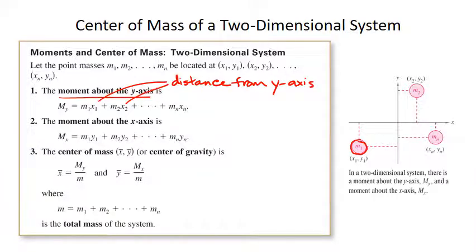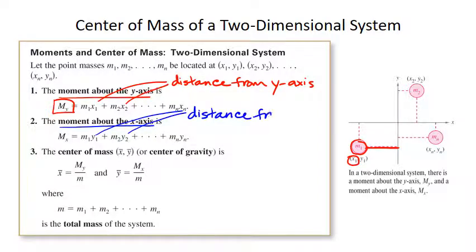So the distance from the y-axis is this here, which happens to be x1. So that's where all of these come from. We represent this as m sub y. Similarly, if I want the moment about the x-axis, I take these masses and multiply them by y values, because those y values are the distances from the x-axis.